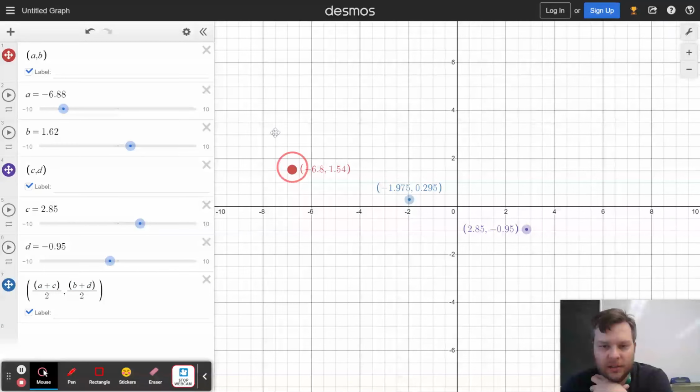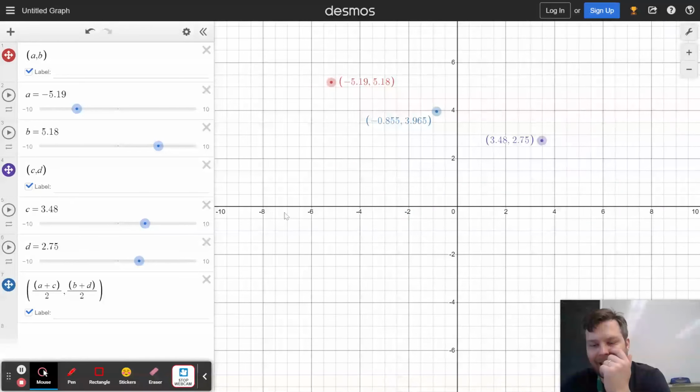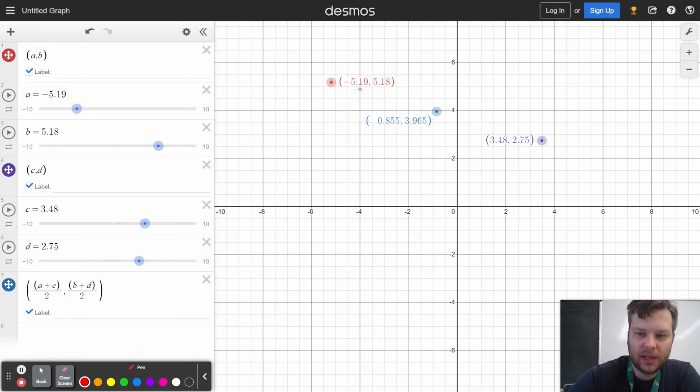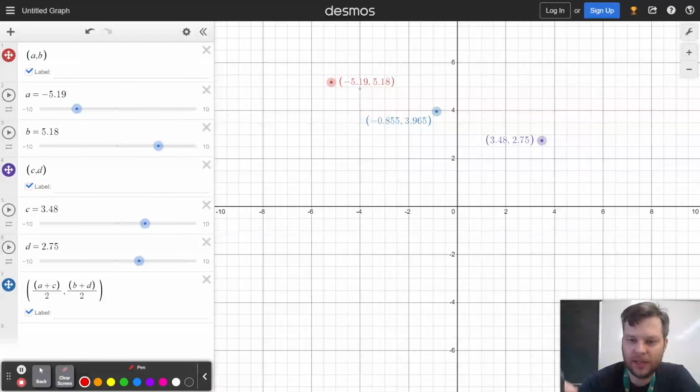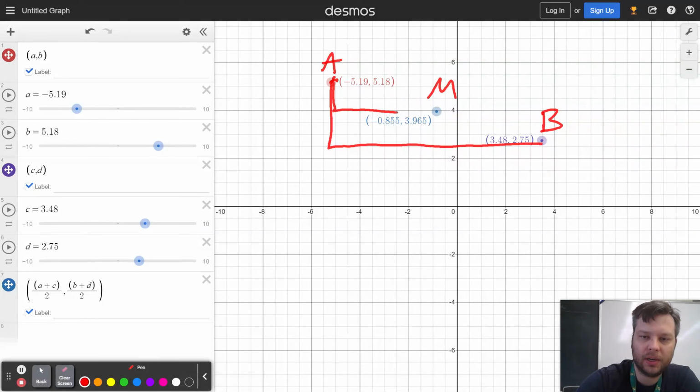So you can see for yourself that no matter where I put the red point and the purple point, the blue point is going to sit halfway in between. And so what I wanted to show you was that when you have your line that connects them, you can find the slope between points A and point B, and we'll call this point M in the middle. We can find the slope that goes all the way from point A to point B, or we can find the slope that goes from point A to point M.